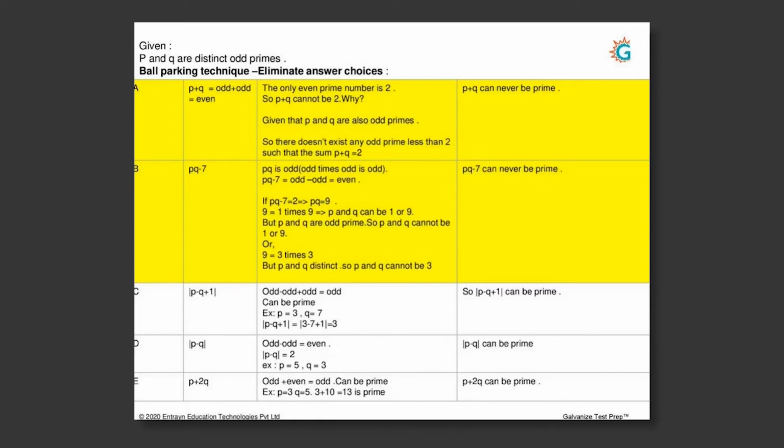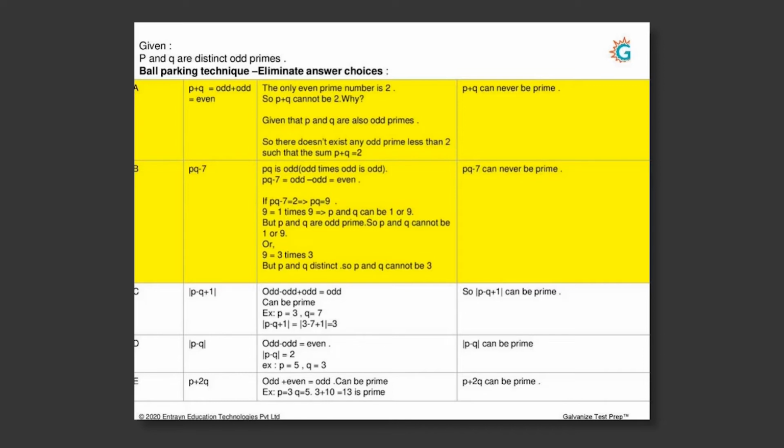If P plus Q has to be a prime number, then P plus Q has to be 2. Do you all agree? Because that's the only even prime number that we know of. Now, if P plus Q has to be 2 and P and Q have to be odd, can you think of two distinct odd numbers? Note that P and Q are distinct odd prime numbers. That is what is given in the question. Distinct odd prime numbers, which means they are always positive integers. So can you think of two odd positive integers which are distinct so that the sum is 2? Can you ever think of two odd positive integers which are distinct whose sum is 2? Because 2 is the only even prime number.